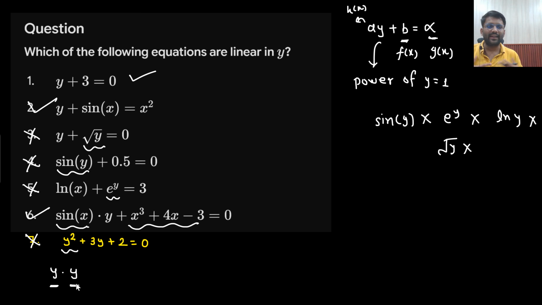So y will say that I will come alone. With me, some constant function can come, some function of x, some function of z, anything can come, but a function of y should not be there. Like y multiplied with a function of y, there is an issue. And my maximum power should be 1 only. Maximum or minimum, my power should be 1 only. That is the meaning of a linear equation in y.